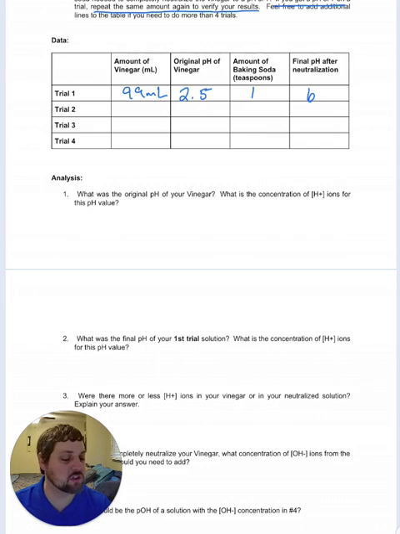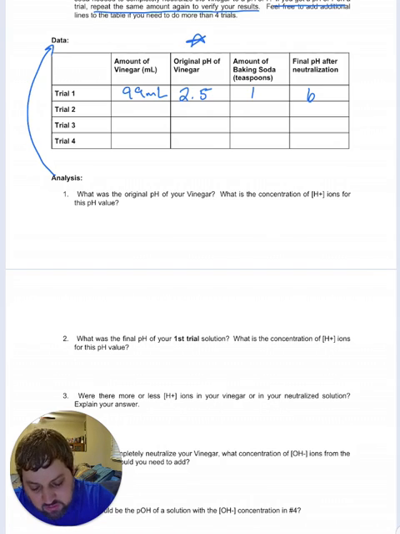And the analysis questions are asking you to essentially analyze all of the information that you've recorded in your data table. So what was the original pH of your vinegar? Well, again, that's coming from our second column. What is the concentration of hydrogen ions for this pH value? Well, now we're going to have to start looking at some of our formulas.